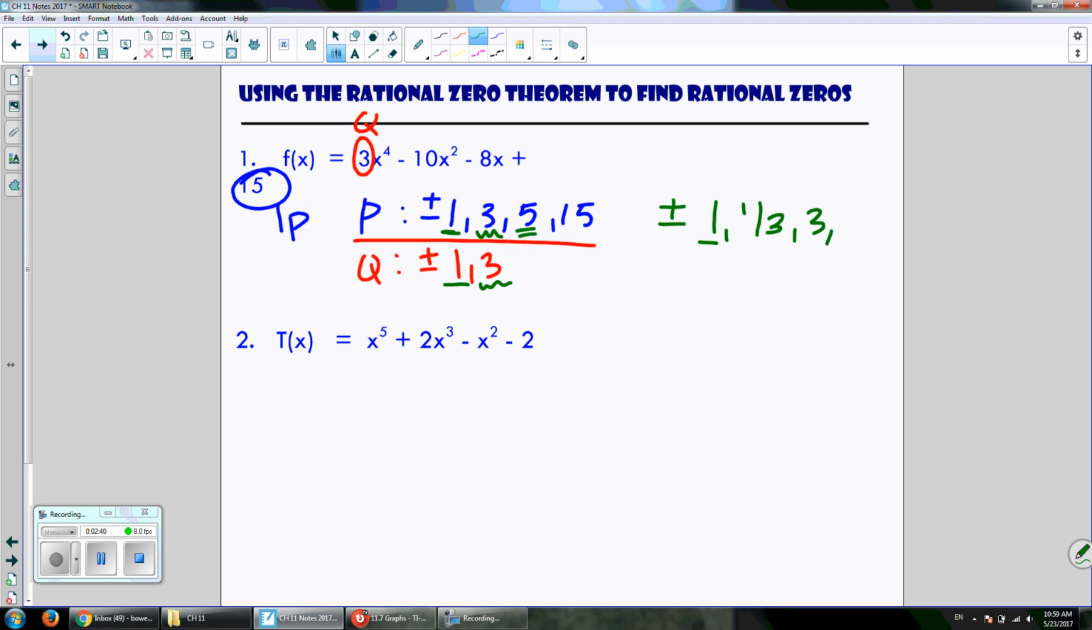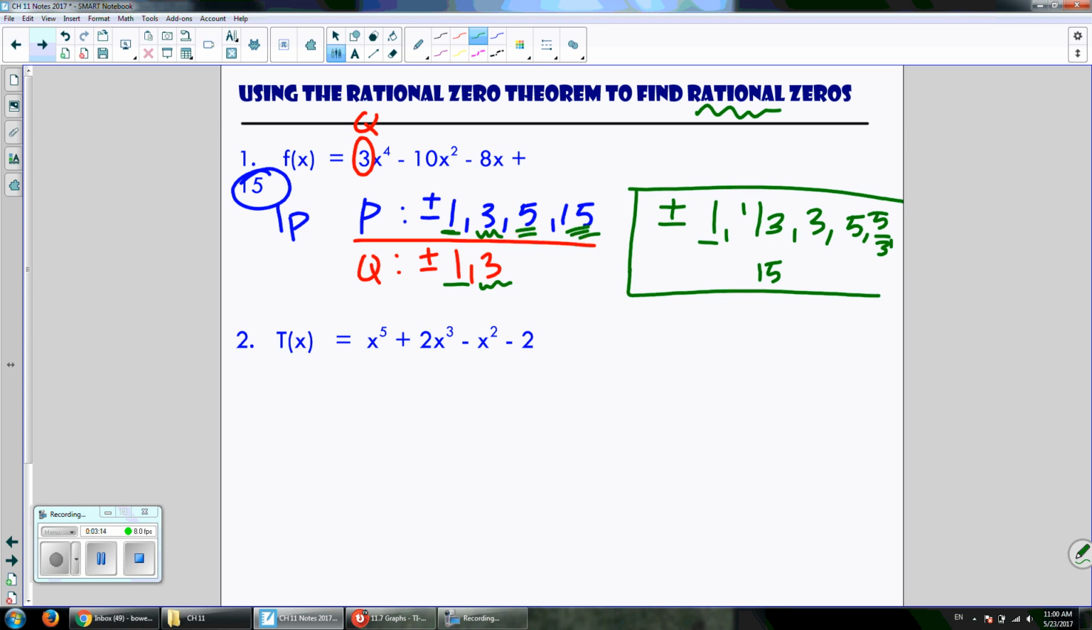Now I'm going to move on to my 5. 5 divided by 1 is 5. 5 divided by 3 would be 5/3. Now I'll move on to my 15. 15 divided by 1 would be 15. And 15 divided by 3 would be 5, and that's already listed. So this list is a comprehensive list of all of my possible zeros, meaning that it could only cross, if it's going to be rational, at 1, 1/3, 3, 5, 5/3, or 15.